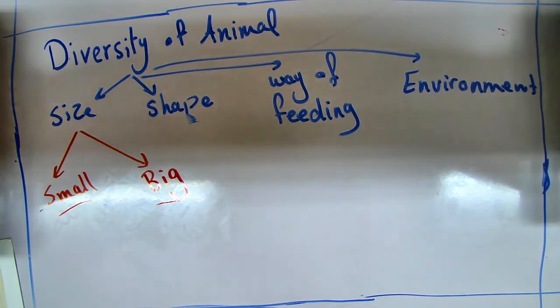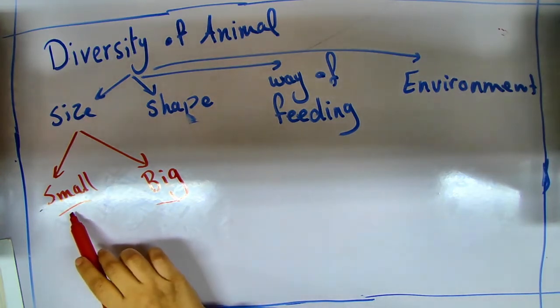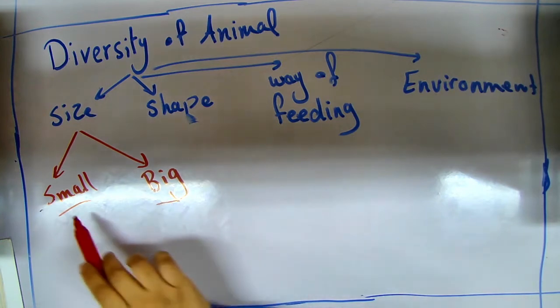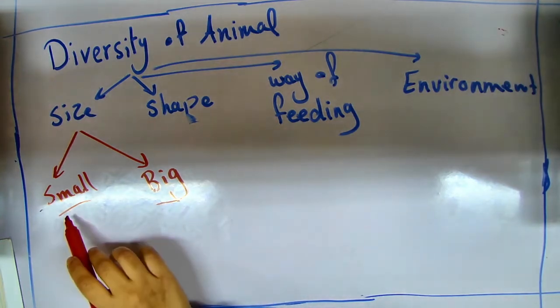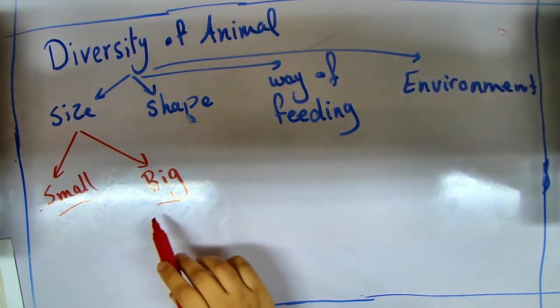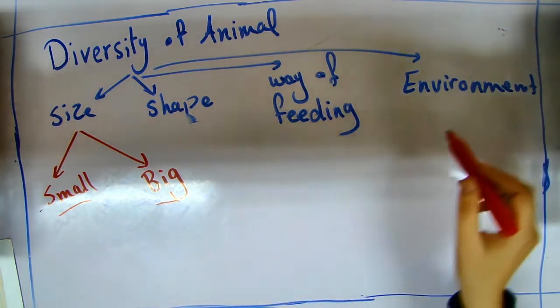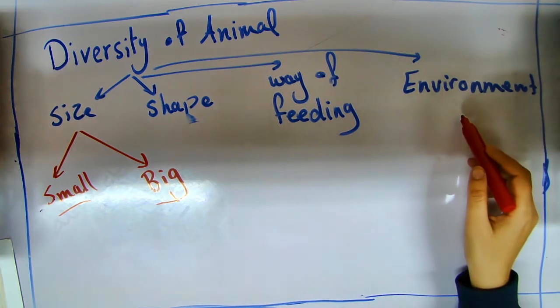Small like rabbit, rat and lizard. Big like elephant and rhinoceros. So some animals are small like rabbit, rat and lizard, and some are big like elephant and rhinoceros. We will talk about the environment where animals live.